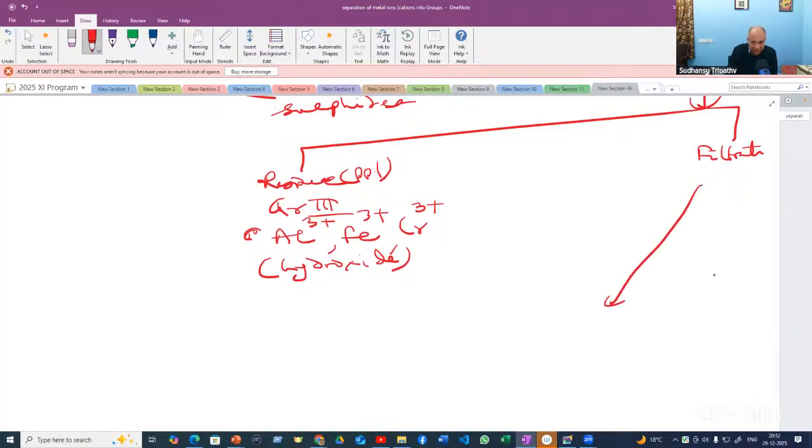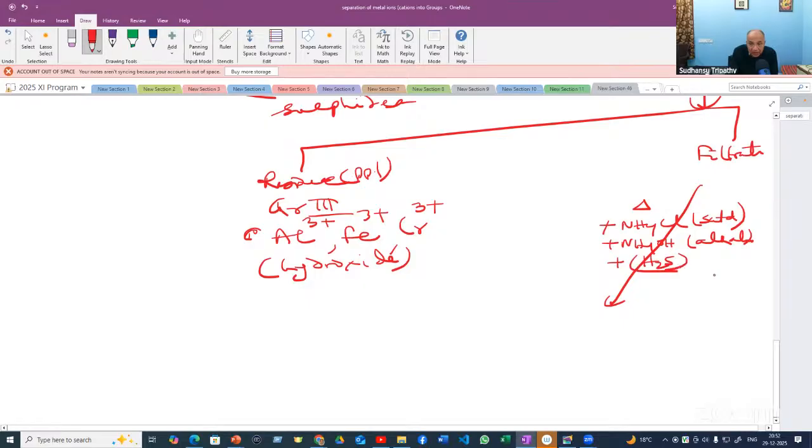I'm just decanting. Then you heat it for some time to reduce the volume and again add ammonium chloride till saturated. You repeat the same process plus ammonium hydroxide till alkaline. And then the real precipitant is H2S. So the group 4 metal ions are also precipitated as their sulfides. But earlier it was in the acidic medium; here this is an alkaline medium.